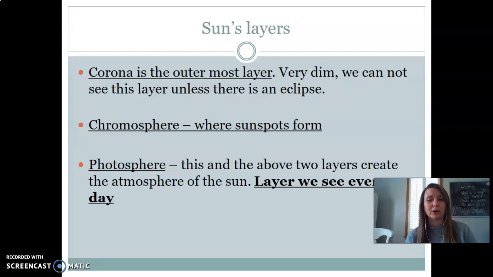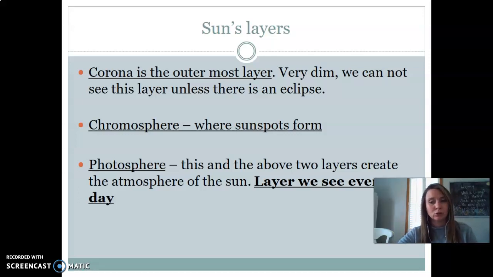Below it, and we're going to spend some time talking about this one very much, is the chromosphere. This is a layer where sunspots are formed, meaning that sunspots are almost like blemishes on the Sun. And this is where the magnetic fields are generated for the Sun. And we can tell by how many sunspots what type of cycle the Sun is going through. It will go through two different types of cycles, which are called solar maximum and solar minimum.